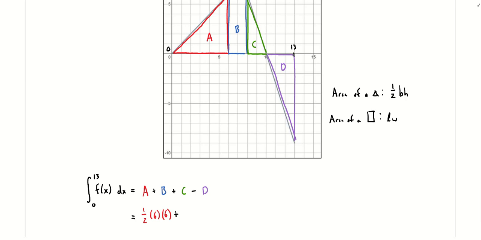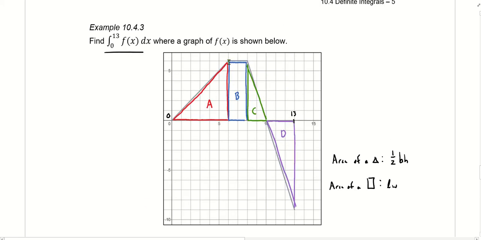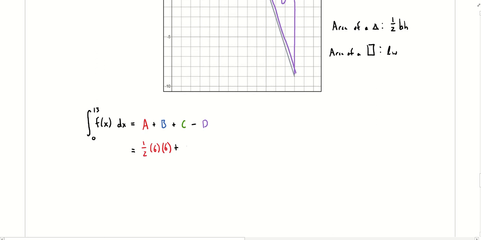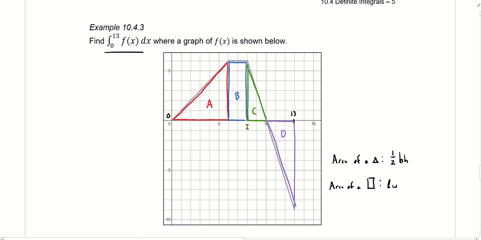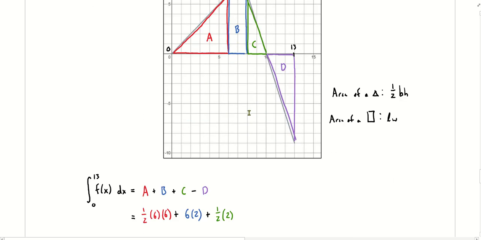B is a rectangle, so we can look at its length times width. Let's say its length is its height, that's 6, and its width is 2. So the area for B is going to be 6 times 2. Plus the area for C. C is another triangle, so its area is going to be 1/2 times its base. Its base looks like it's 2 units, and its height looks like it's another 6 units. So 1/2 times 2 times 6.